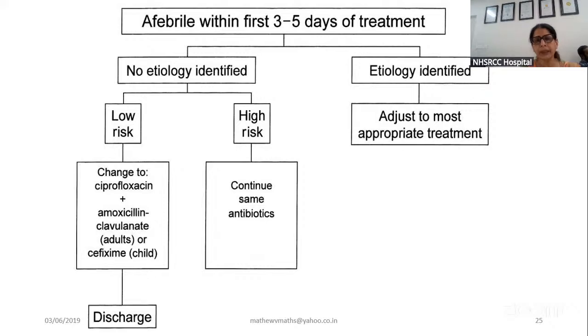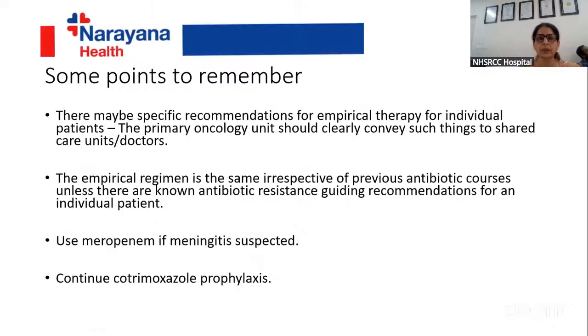Now, we've come to a stage where we have assessed the child, we have given the frontline treatment appropriately, and now we need to assess after 3 to 5 days of treatment. And if you've managed to identify what the etiology is, then you can adjust according to the appropriate treatment. But if you have not identified the etiology and the child is low risk, probably you can change to oral antibiotics if you've been giving IV antibiotics. Or if it is high risk, then you continue the same IV antibiotics.